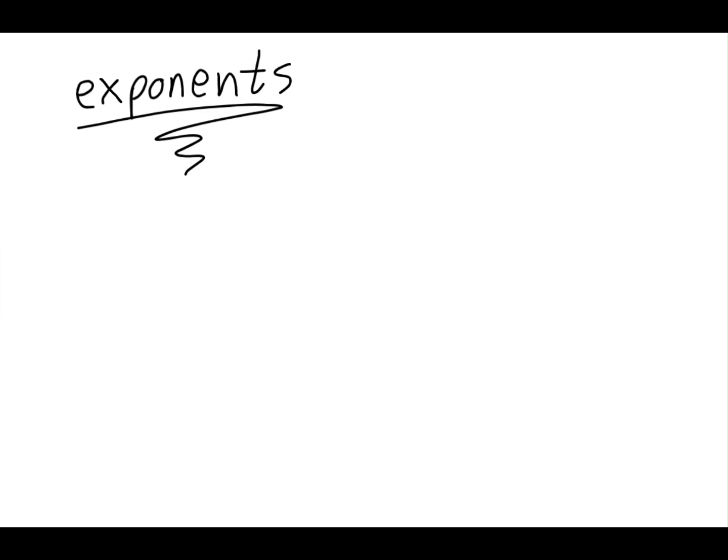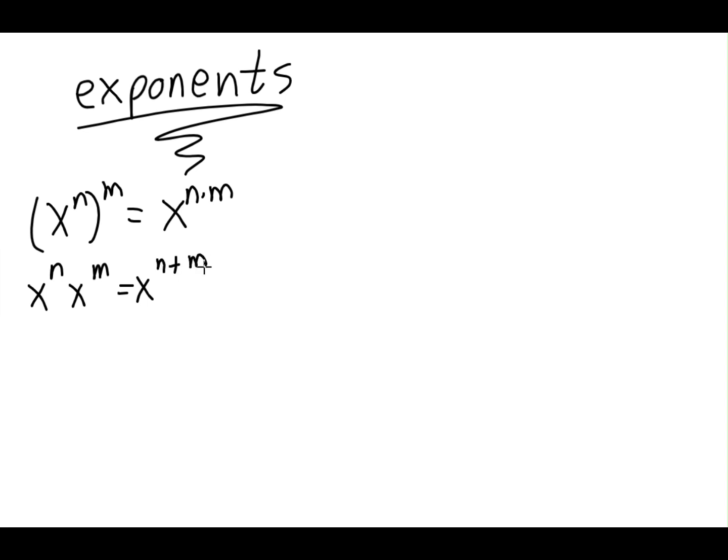exponents. So exponents basically means how can we simplify some equations or expressions that have exponents. Now there's a few rules that we should know. For example, if I have x to the n raised to the m, that's equal to x to the n times m. That's a very important rule to remember. And another one very similar to that, but kind of opposite, is x to the n times x to the m. That's equal to x to the n plus m.